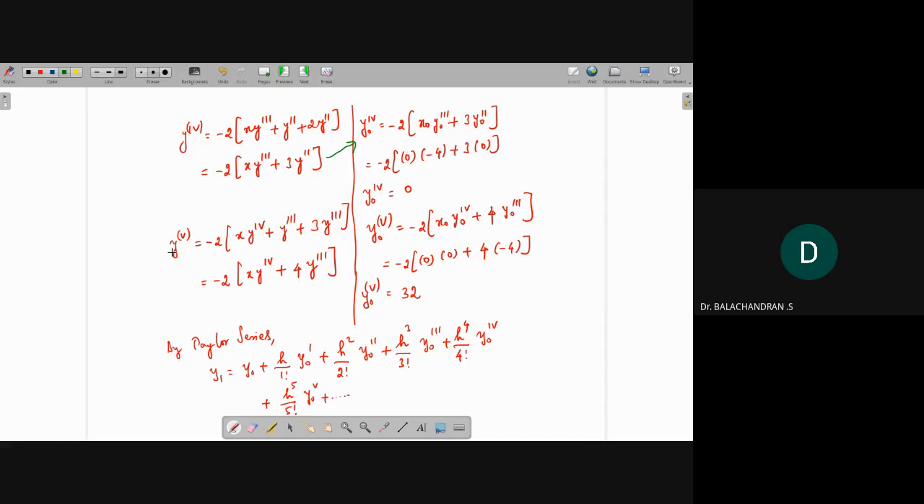So similarly for the fifth derivative, and this is the Taylor series formula. The general formula, if you substitute n equal to 0, you get y1.